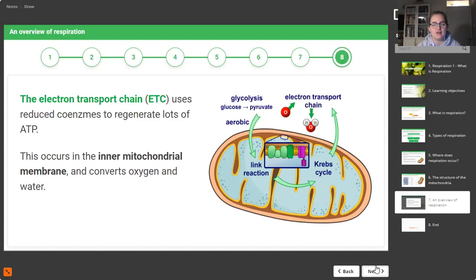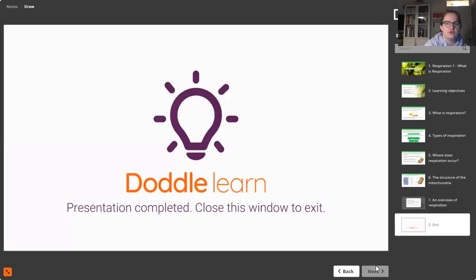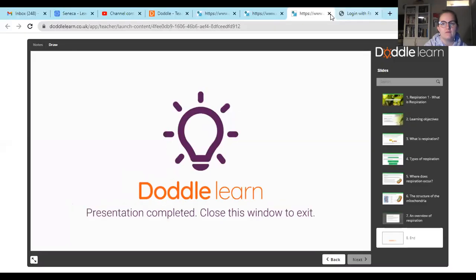And then finally, we have the electron transport chain, or sometimes referred to as oxidative phosphorylation. And this uses reduced coenzymes to regenerate lots of ATP. And this occurs in the inner mitochondrial membrane and converts oxygen to water. So that was a super fast overview of the beginning of this.